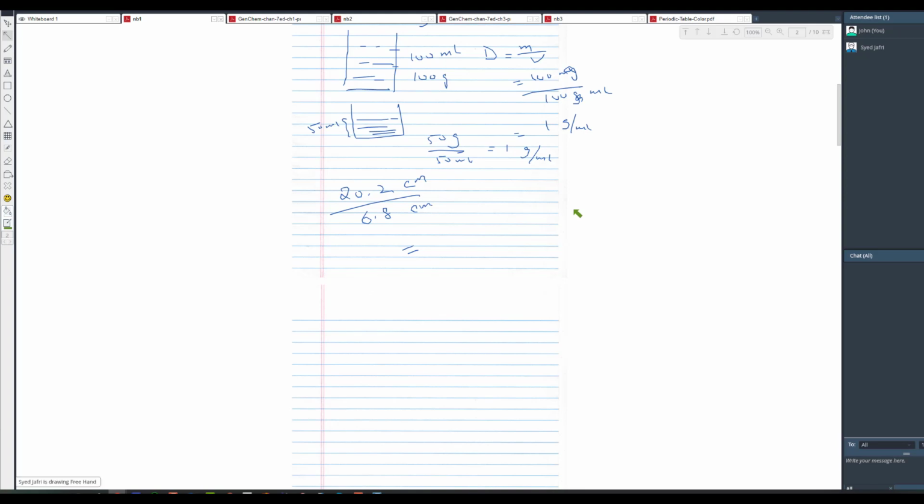3.0 centimeters. Because we have to retain how many? 2 sig figs. 2 only. So 2.97, if I add, it will become 3.0. You are right. 3.0.